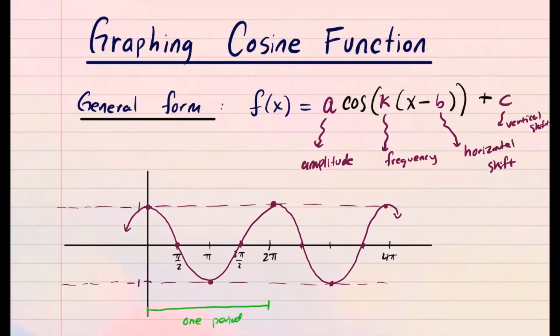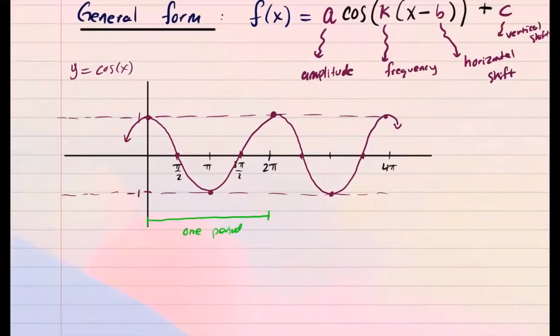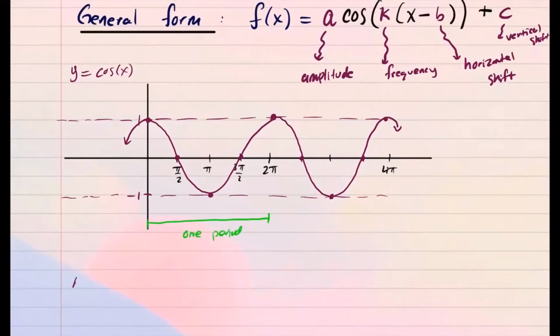So from this graph, we can write down some basic information. So this is the graph of y equals cosine of x. So you can see the amplitude is 1. That's the number in front of cosine. And the k value is the number in front of x. That's also 1. So the frequency is 1. And for b, there's no horizontal shift. There's no c. So this is what we call the basic cosine function.